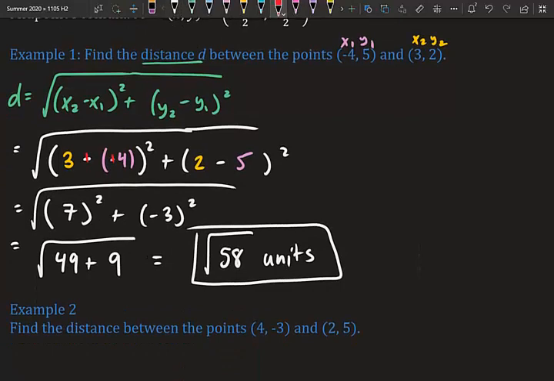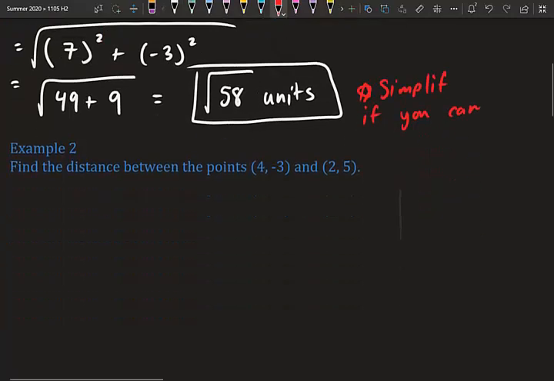You are going to simplify if you can. So simplify if you can. You'll see that in example 2 we'll be able to simplify. You'll see what I mean by that. Okay. Let's do example 2.